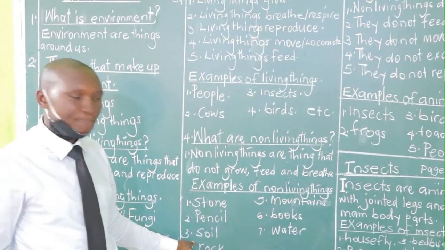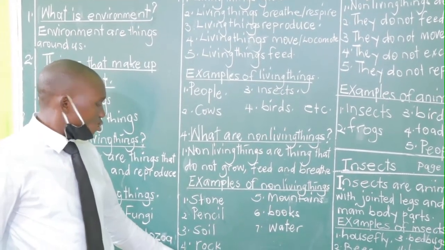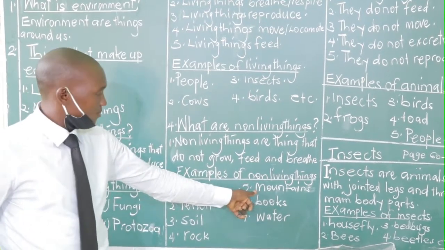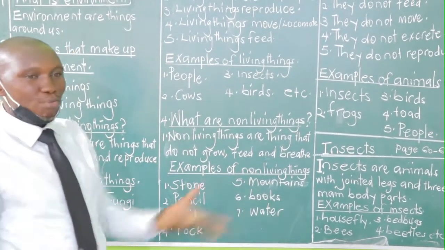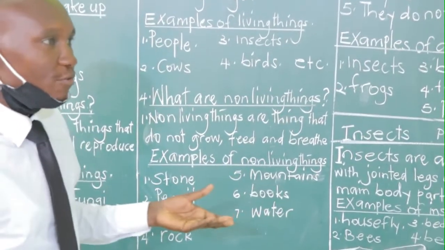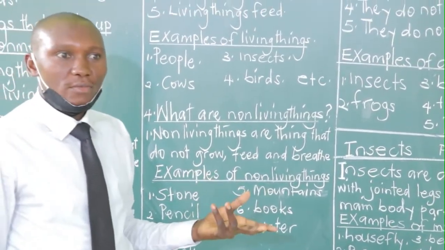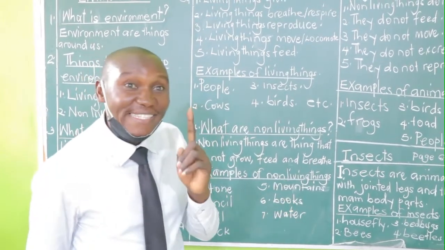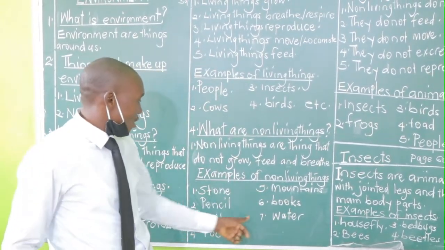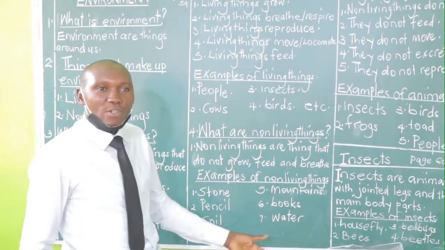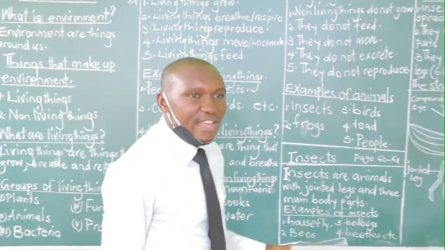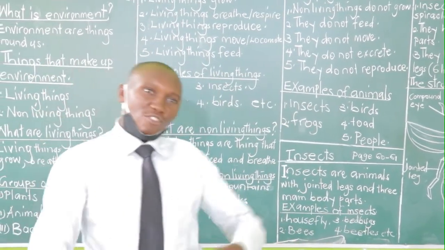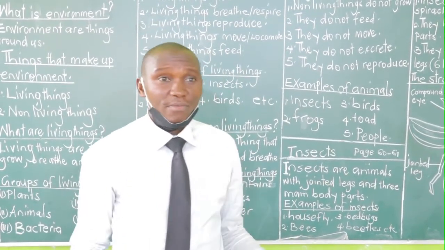Soil does not grow. Next, we have a rock. We have mountains. We have books. Look at your book, even this very book you bought from our school. Look at it. Is it growing? Is it breathing? Which means it is an unliving thing. We have water. The water that you drink, the water that you bathe with, is an unliving thing because it does not breathe, it does not grow, it does not move.